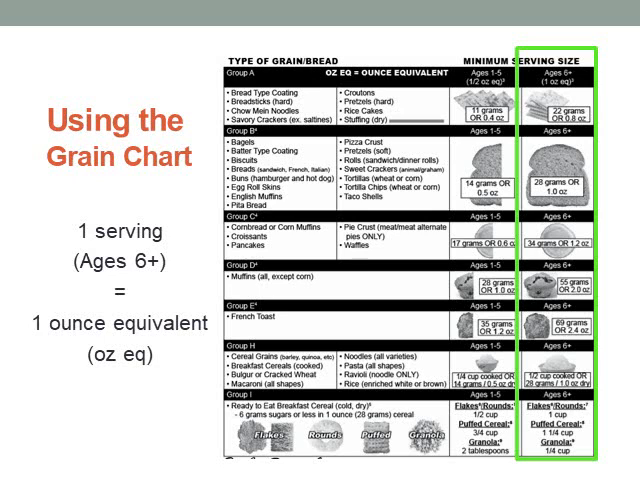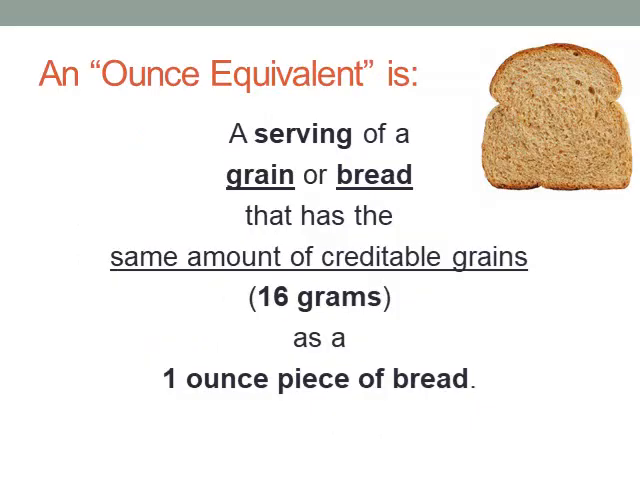For this reason, the serving sizes you see listed on the grain requirements chart are based on weights. All of the portions for school-age children on this chart are equal to a 1 ounce serving of grain or 1 ounce equivalent. An ounce equivalent is a serving of a grain or a bread item that has the same amount of creditable grains as a 1 ounce piece of bread.